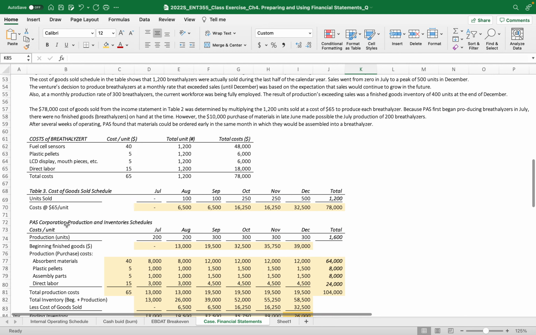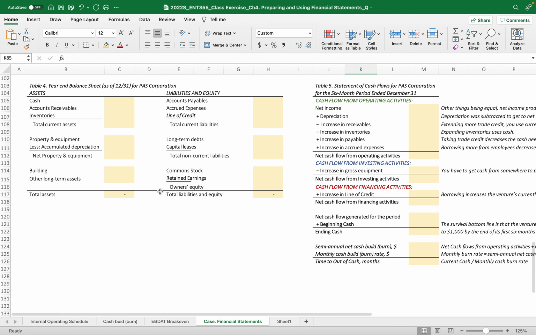And then using these two balance sheets, the initial balance sheet and ending balance sheet, we'll create the cash flow to get the cash build or cash burn and time to out of cash. And then we'll also analyze cash flow from operating activities, investing activities, and the financing activities.